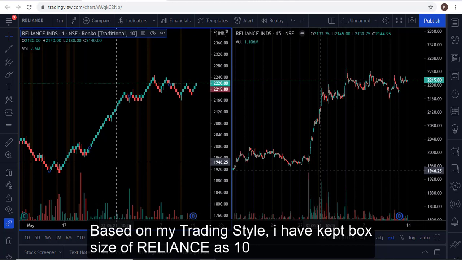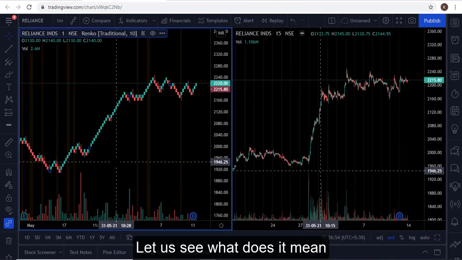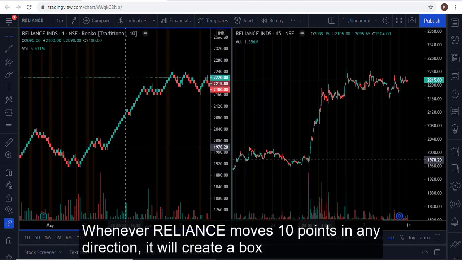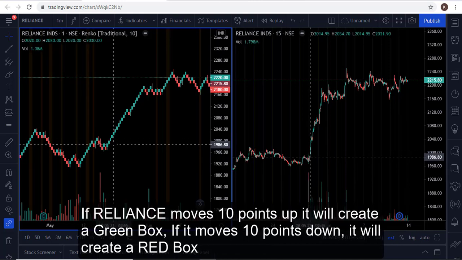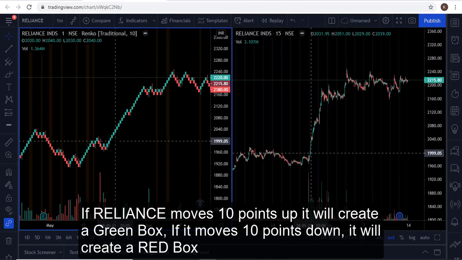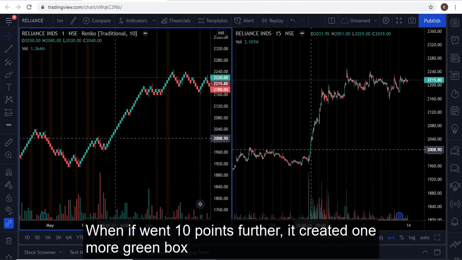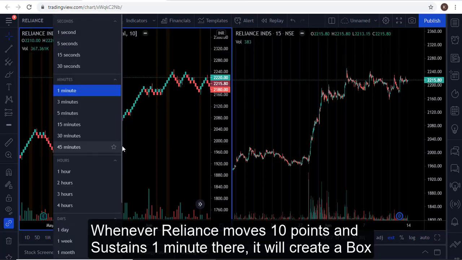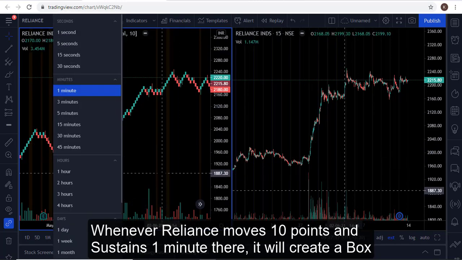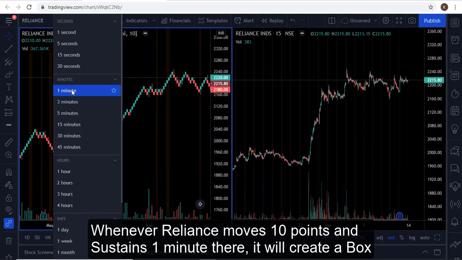Based on my trading style, I kept the box size of Reliance as 10. Now what does it mean? Whenever Reliance moves 10 points in any direction, it will create a box. When Reliance moves 10 points upward, it will create a green box. Again, when it moves a further 10 points, it will create one more green box. So that is the box size. And second is time. Whenever Reliance moves 10 points and sustains there for 1 minute.